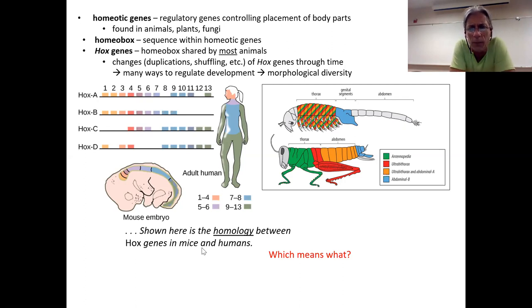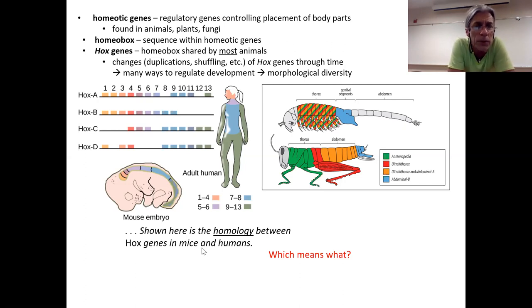Oh, God, I feel like I'm asking, but it's so important to me that you guys understand this, because it speaks to how much you remember about organisms being related. If we notice between the mouse embryo and the adult human, the colors represent what these Hox genes control. So the blue genes, Hox A, B, C, and D, a shade of blue, they control the thoracic parts, and the ones that are green control the appendages and so on.